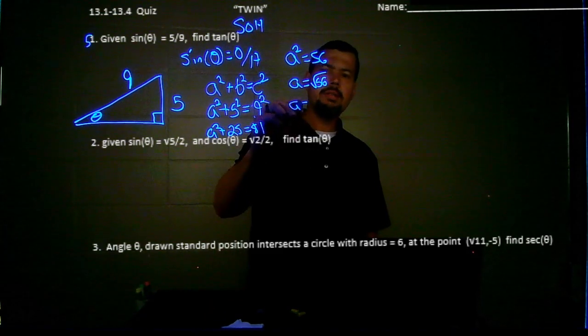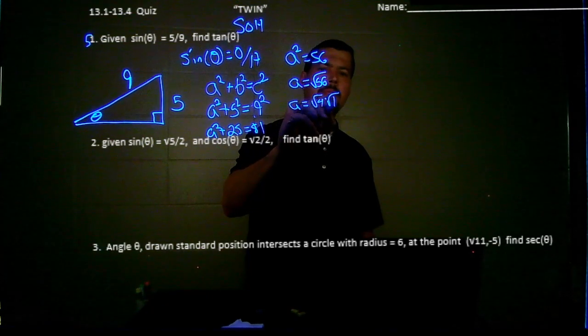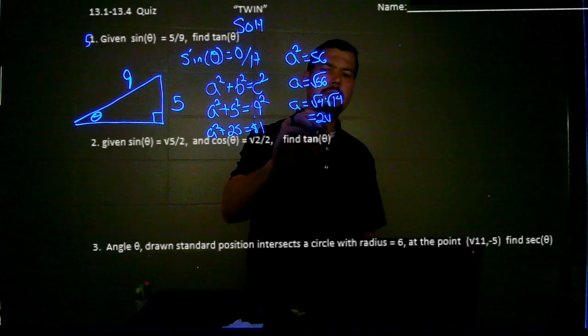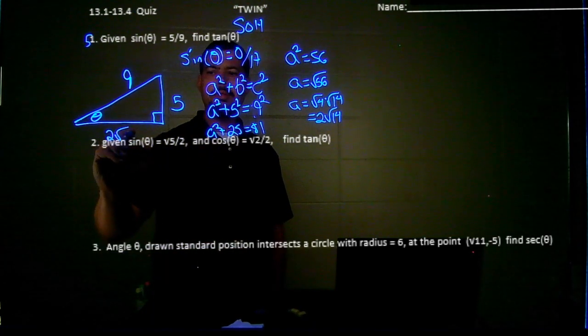So I can think of this as the root of 4 times the root of 14, which is 2 roots of 14. Big deal. Always simplify radicals. This is 2 root 14.